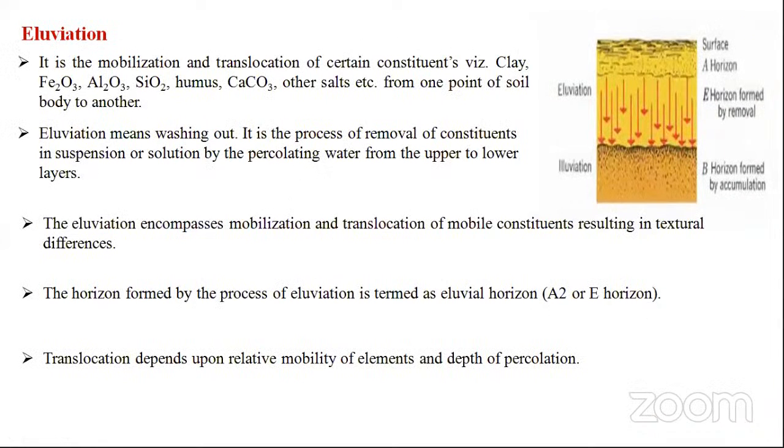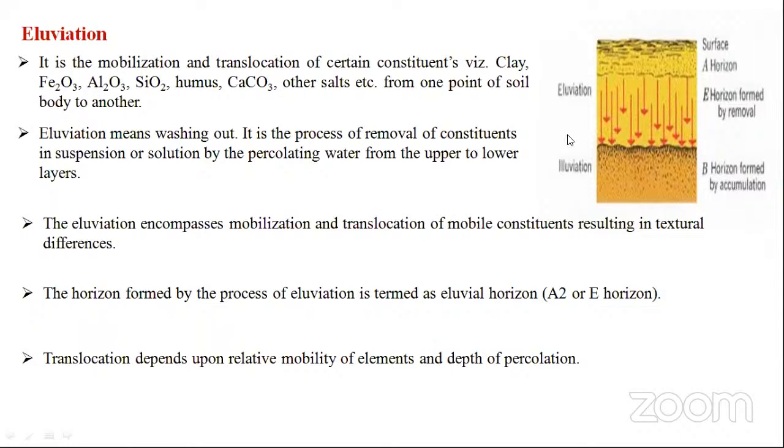Next is called eluviation. Students, what is eluviation? Here you can see the mobilization and translocation reactions we have just discussed. Whatever mineral constituents there are, you can say clay, iron oxides, aluminum oxides, silica oxides, humus, calcium oxide, etc., all these, either in dissolved form, solution form, or leaching, especially clay, will travel from the upper layer to the lower layer. So generally translocation is taking place.